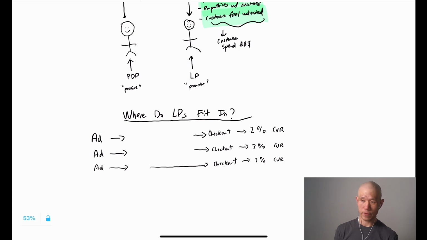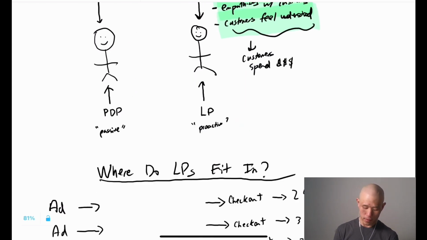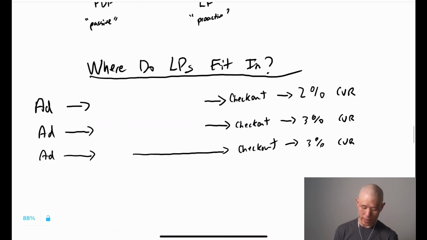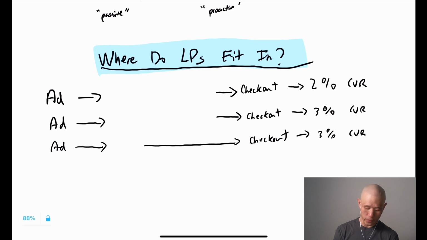So let's shift from the abstract of the analogy to what it actually looks like on your website and your funnel. There are three different situations mapped out here. The first is one we're all familiar with: you have an ad sending traffic to a product description page or a collection, and then eventually people make it to checkout. For the sake of example, they may convert at something like 2% over here.